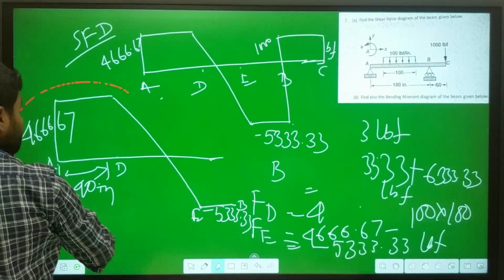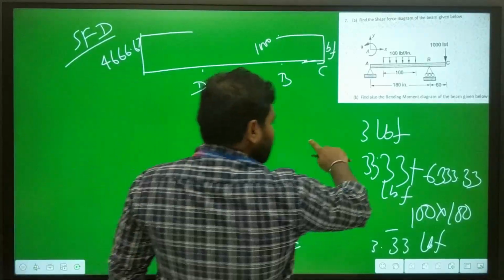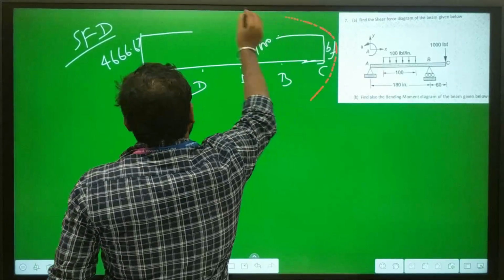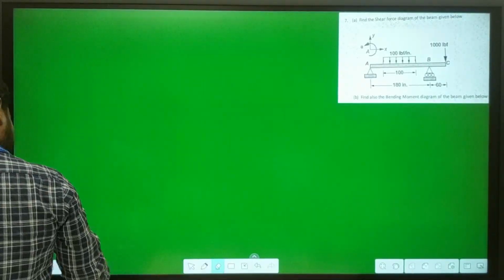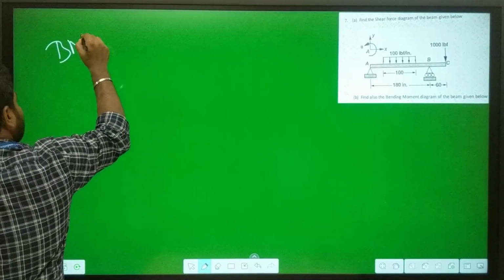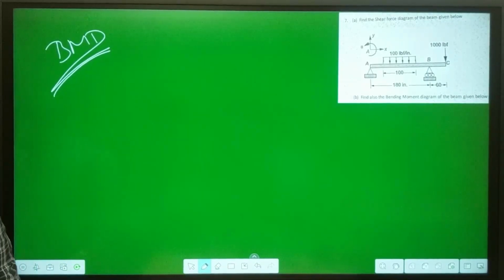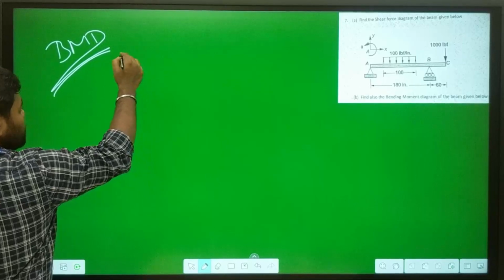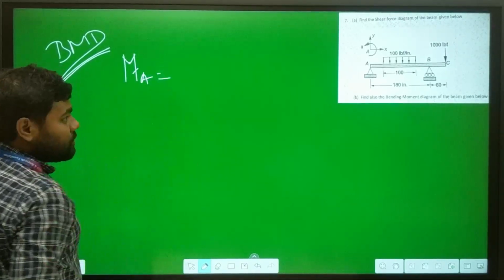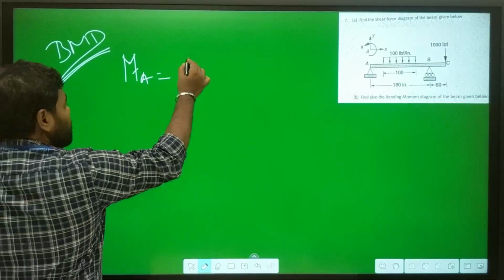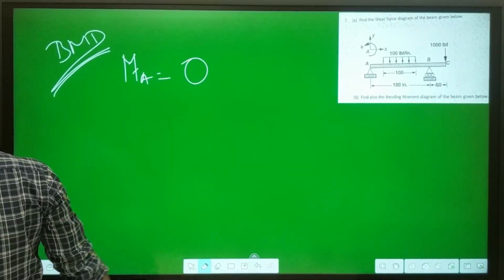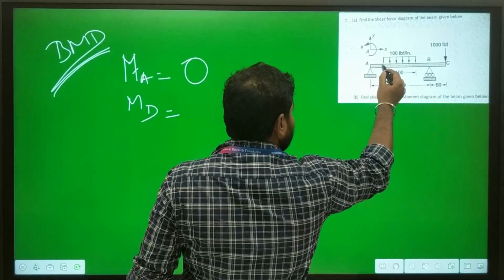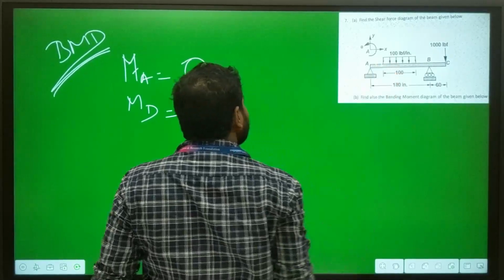So now we have to calculate the bending moment diagram. For the bending moment diagram, we have to start from one point. Let's say we start from point A. With respect to point A, the moment will be 0, because the distance from point A to point A is 0. So the bending moment will be 0. Then up to point D.